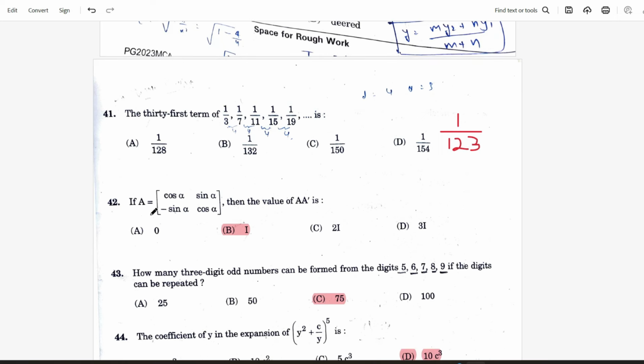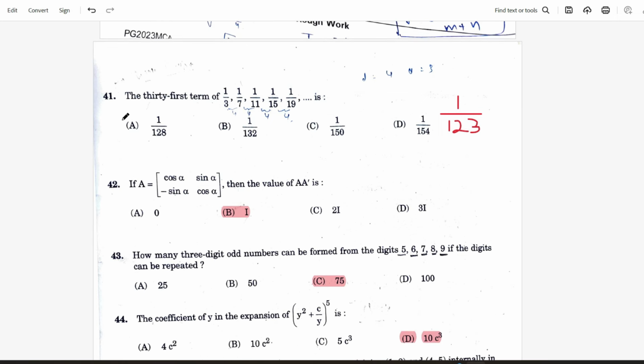So here comes part A, mathematics. Here you can see the 31st term. If we follow this pattern like 1 by 3, 1 by 7, 1 by 11, 1 by 15, what will be the 31st term? So we need to answer that. You can see this is in the form of a harmonic progression, but we can easily solve because 1 is common in all the numerators. So in the denominator part we can solve, right?